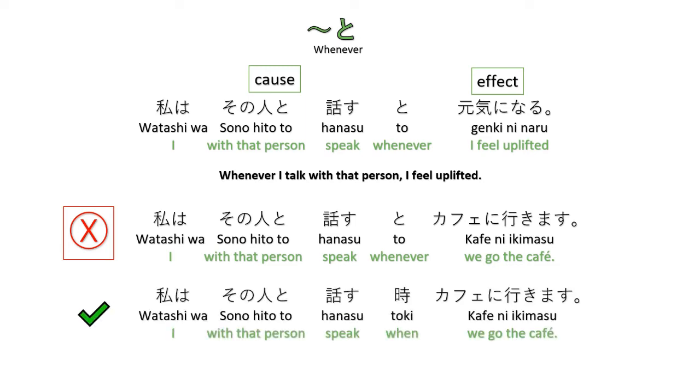Instead, we can say, Watashi wa sono hito to hanasu toki cafe ni ikimasu. When I talk to that person, we go to the cafe. So, to must have a sequence of events. So, the second clause must follow the event of the first clause. Here we can instead use toki.